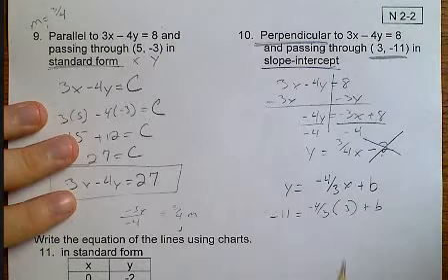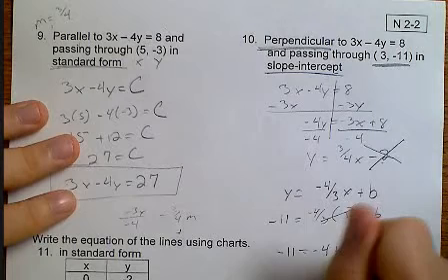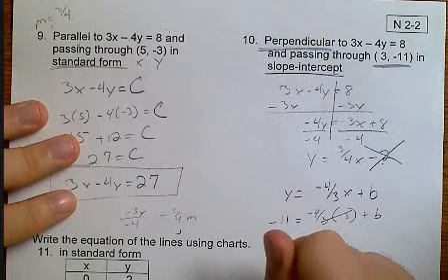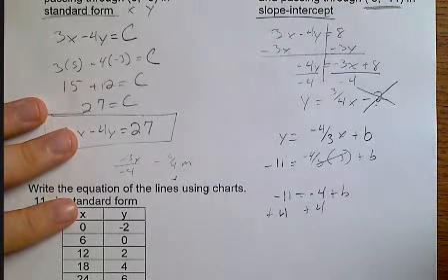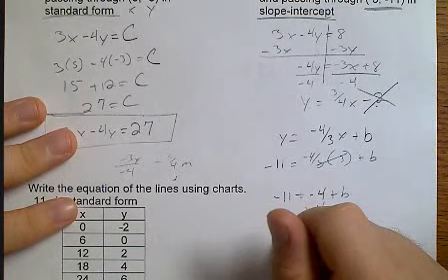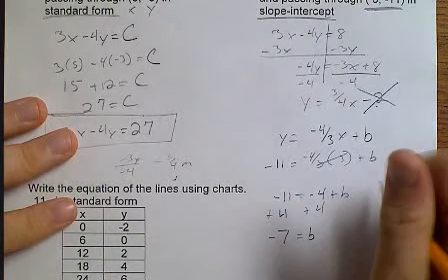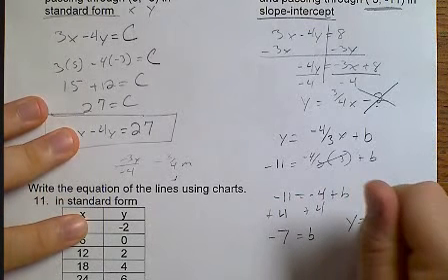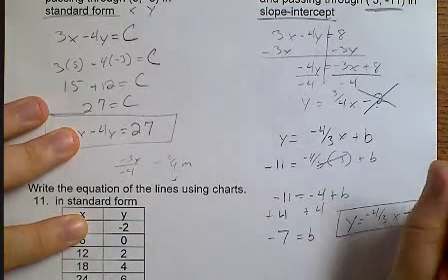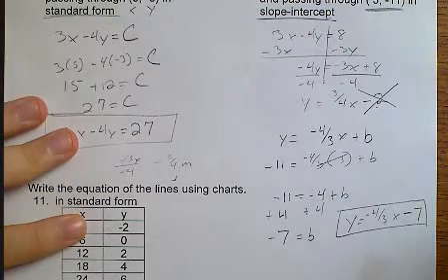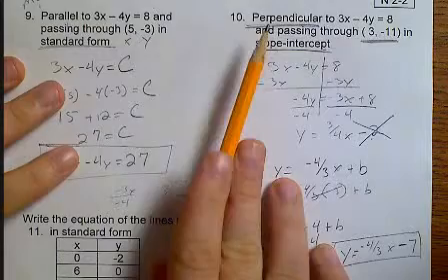Well, they gave us a very nice point. These 3's will cancel, so -11 equals -4 plus b. Add 4. I'm working my way off the page slowly. And we get that -7 equals b. And so my equation would be y equals -4/3 x minus 7. And this is in slope-intercept form and perpendicular. So we're done.